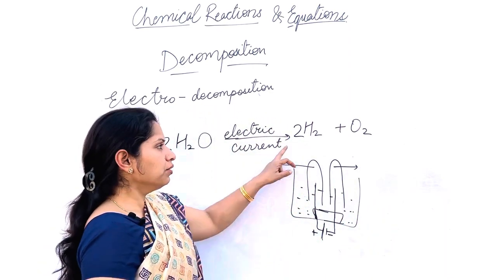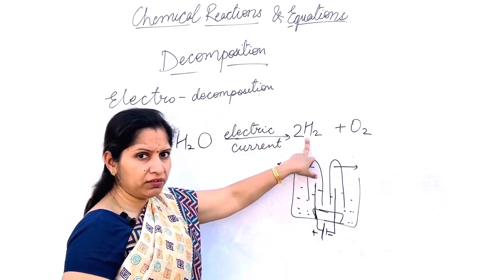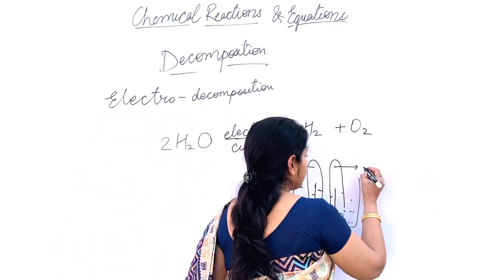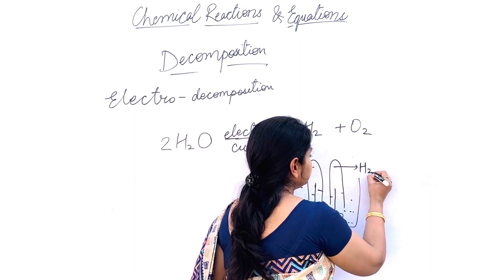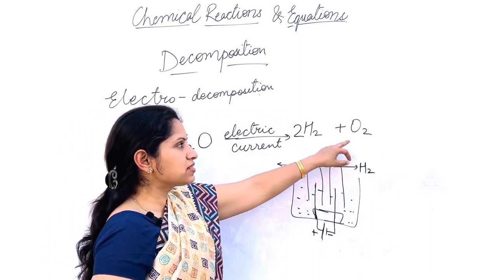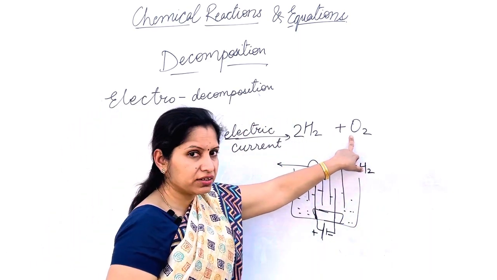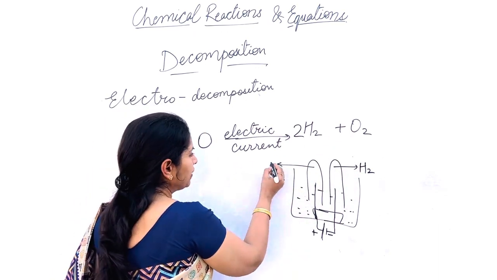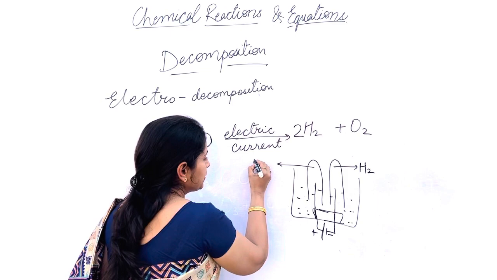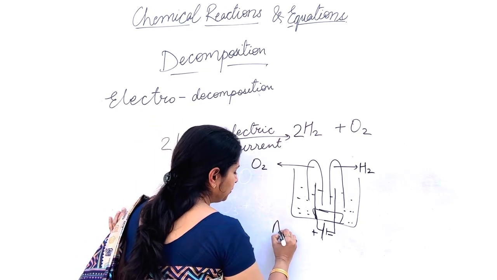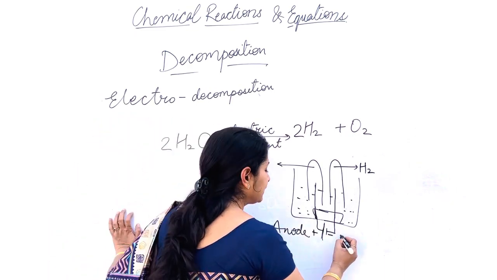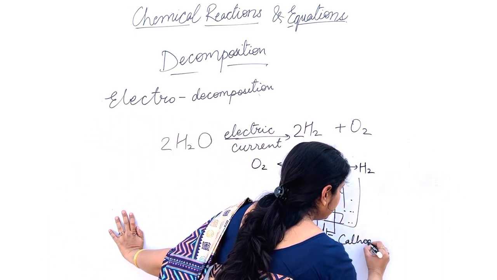Okay, so hydrogen being positively charged, it will move towards the negative terminal of the battery and will get collected here, and oxygen being negatively charged, it will be collected at the positive terminal of the battery, so it will be collected at the anode. At the anode we will see the oxygen gas collected, and at the cathode we will find hydrogen gas being collected.